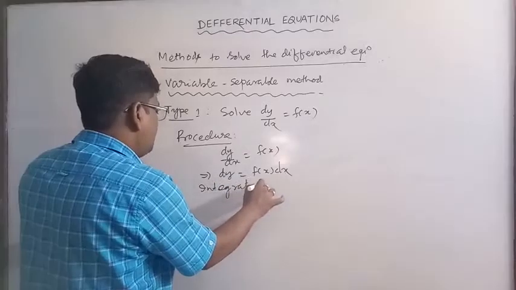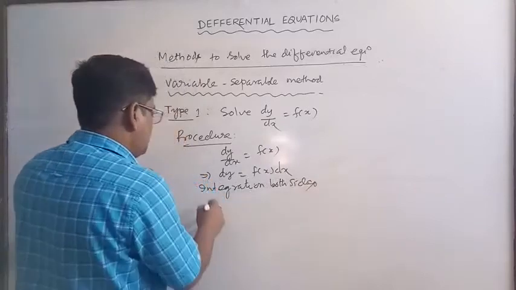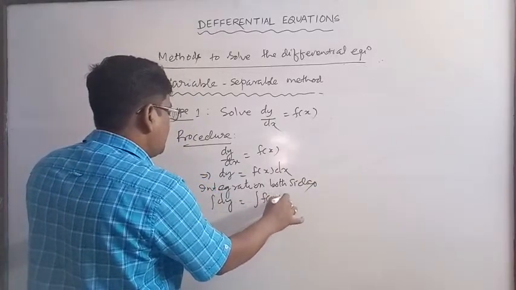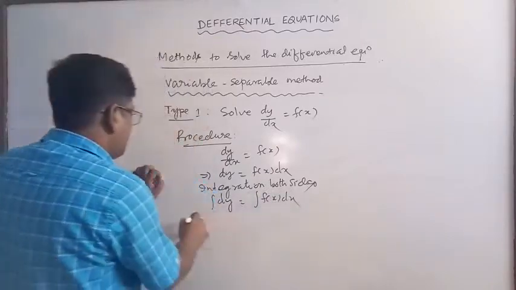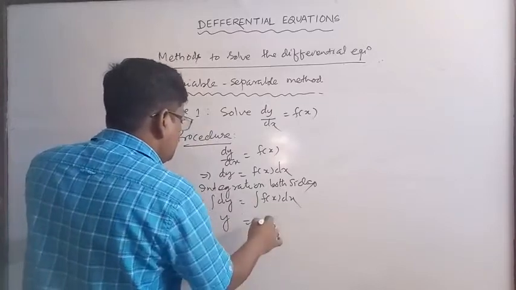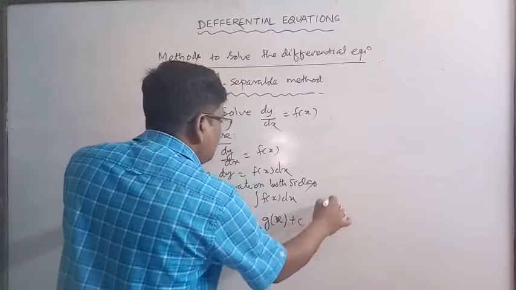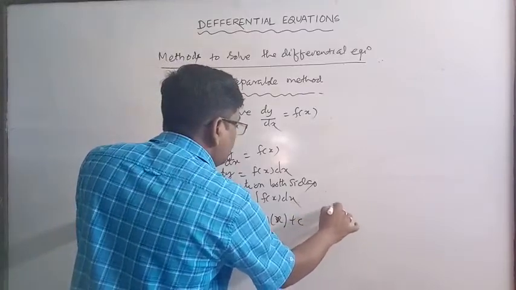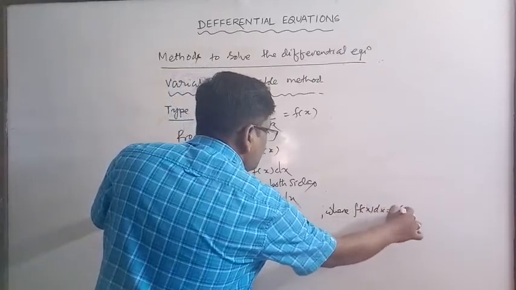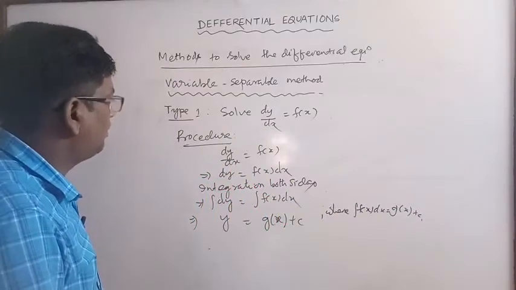Integrating both sides, integration of dy is equal to integration of f of x dx. So y is equal to, suppose, g of x plus c, where the integration of f of x dx is equal to g of x plus c, suppose. This is the solution of type 1.